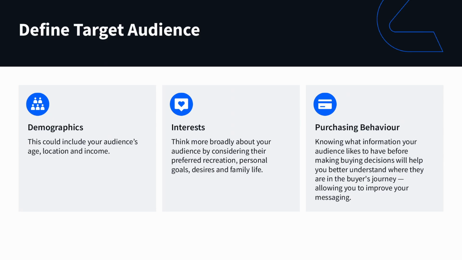Exactly. So how do we define our target audience? Earlier I did mention that we're able to use all of the same targeting that we use on any other campaign. But what we really want to look at here when it comes to CTV is those demographics. So this could include your audience's age, location, and income. Next, we really want to look at what their interests are. So we want to think a little bit more broadly about the audience and consider what they might be looking for at that time. So whether that's personal goals, desires, family lives, whatever that might be, we really want to have a deep understanding of what those interests are when we're applying our targeting and understanding what our target audience is for these CTV ads.